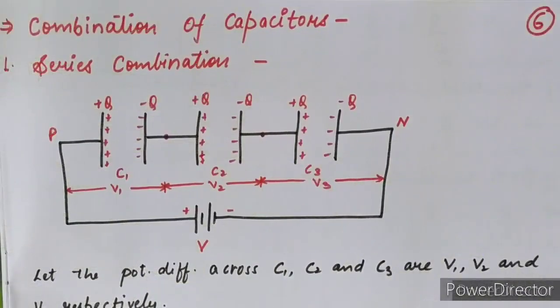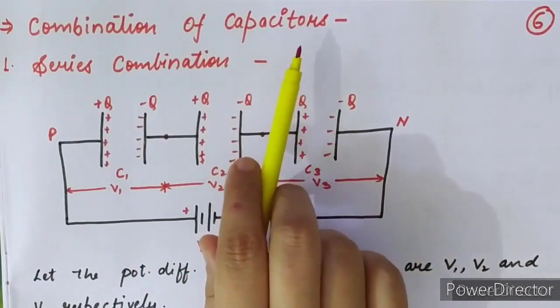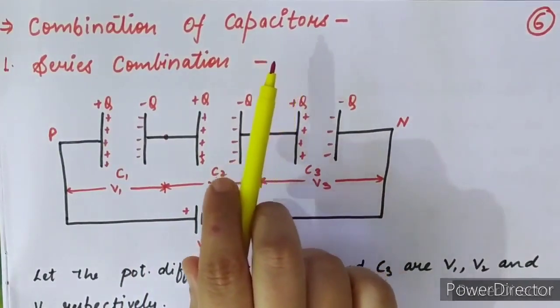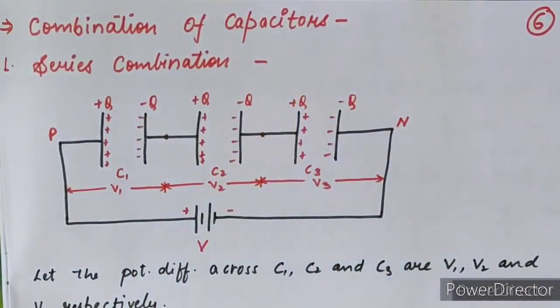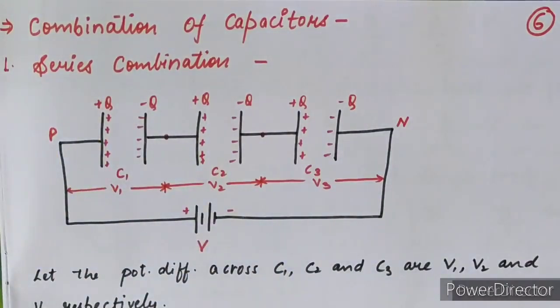Now today we will start our new topic of capacitance, that is combinations of capacitors. As we know, even in your 10th standard you studied the combinations of resistors. Two types of combinations are there. Same as that, in capacitors also, there are two types of combination. One is series combination and another is parallel combination.